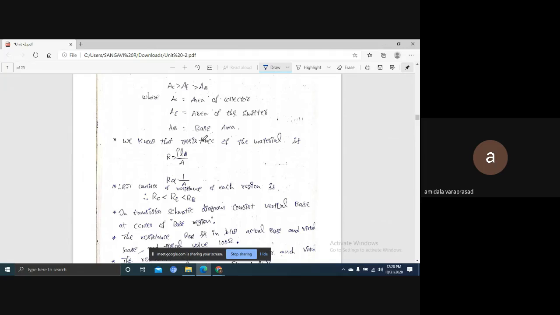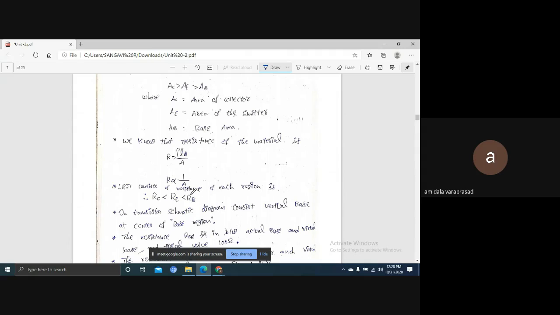Now we know that the resistance of each material is R equals rho L by A. Resistance and area are inversely proportional. So here, area of the collector is greater than area of the emitter, which is greater than area of the base. Then it is reciprocal: resistance of the collector region is less than resistance of the emitter region, which is less than resistance of the base.